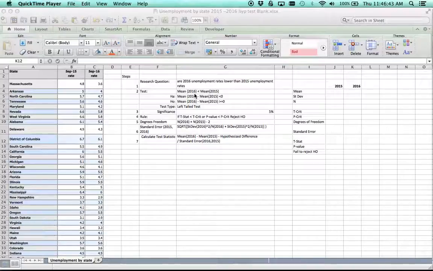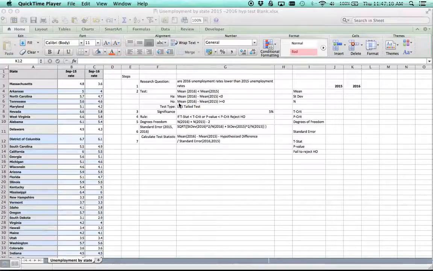The alternative, which is always the version of the test that we would care about, should be stated mathematically as the 2016 mean minus the 2015 mean is less than 0. And so since we're taking a smaller number minus a bigger number, if we're correct, the smaller number minus the bigger number is going to give us a negative number, so less than 0.